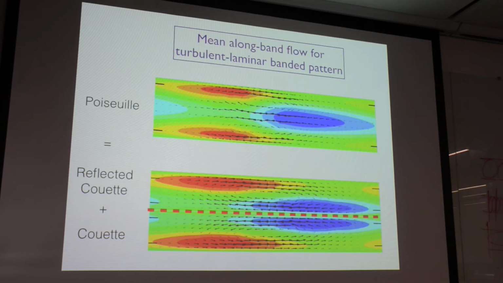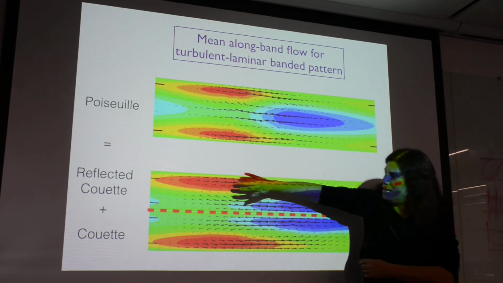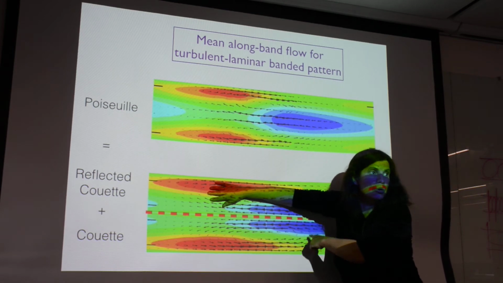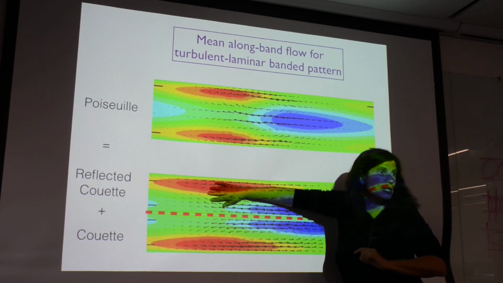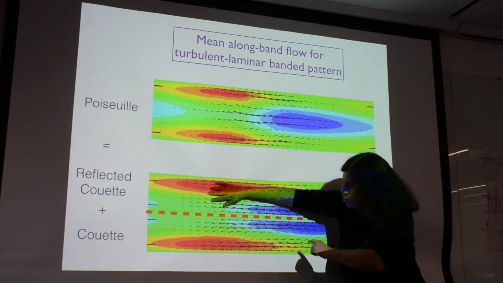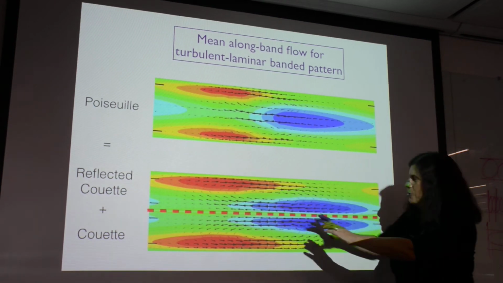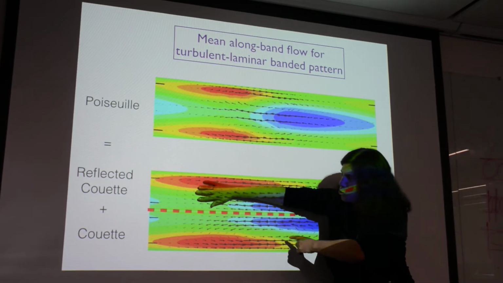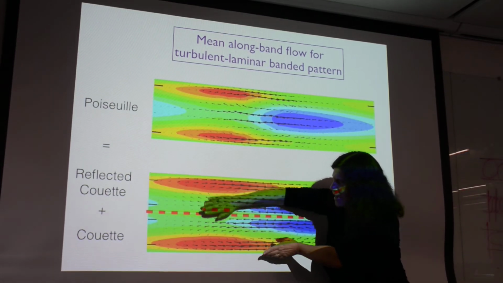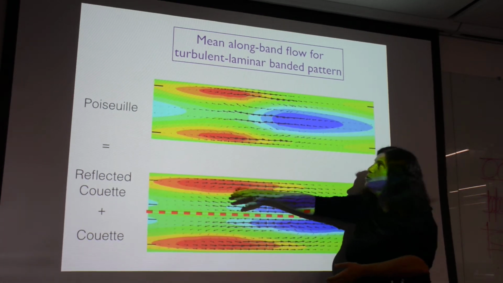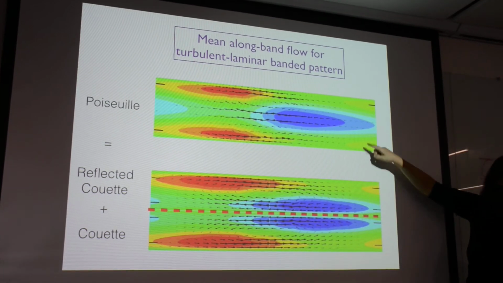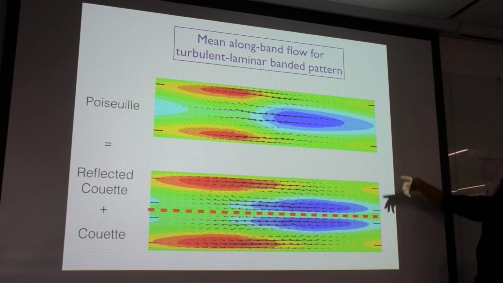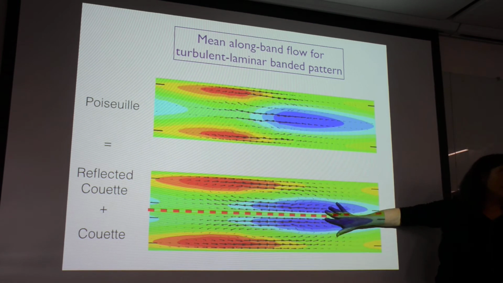Those pictures that we saw of Couette flow, we saw pictures like this of Couette flow. This was, recall, the mean flow for a laminar turbulent banded pattern. Yes, we saw a red and a blue. It looks different because the aspect ratio has been stretched so as to make it easier to see. So this is Couette flow. And if you reflect it like that, you see that that looks a lot like the pattern that you get in Poiseuille flow for a laminar turbulent banded pattern. So you see, again, evidence that Poiseuille equals 2 Couettes.